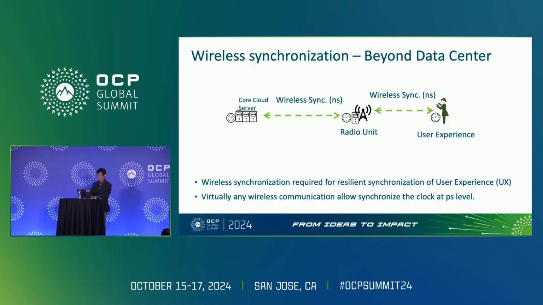What I was talking about was inside of the data center, and now I'm going to talk about beyond the data center. From the data center, probably the easiest way to reach the user is through the 5G radio unit. But what I want to emphasize is that in order to reach the user, we definitely need wireless synchronization. Otherwise, you need to be wired all the time.